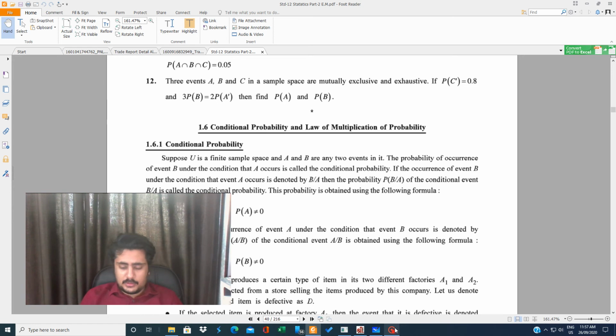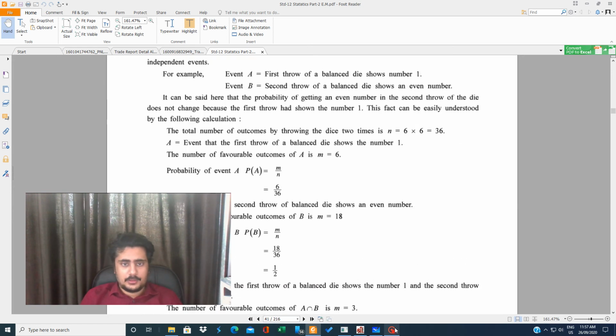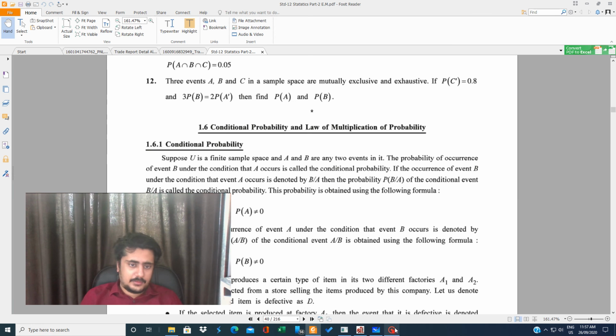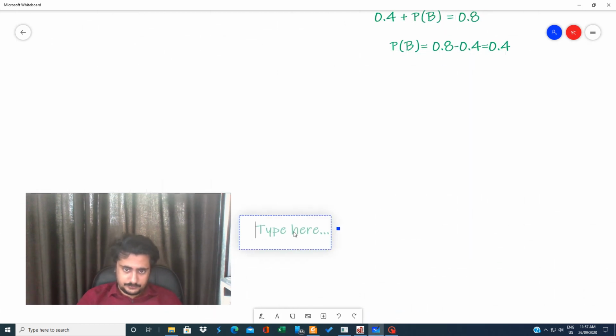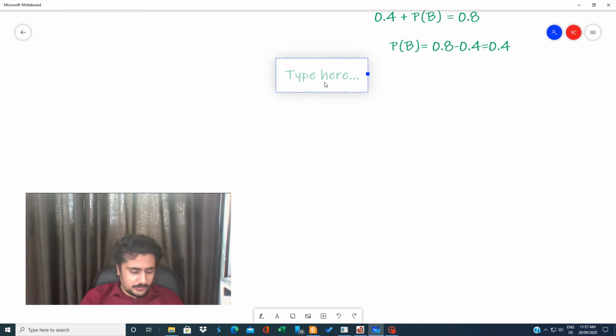Let us go to conditional probability. First of all, we'll write the formula, we'll understand the concept, and then we'll move to the question. Okay, so let me give the heading: conditional probability.